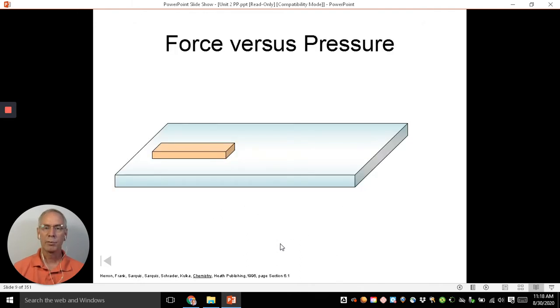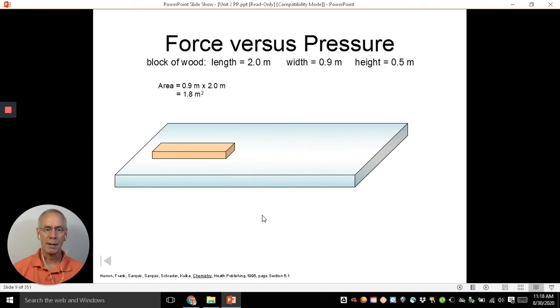Now, what's the difference between force and pressure? Well, depending on if we were to lay the block of wood this way, it's going to have these dimensions. And so the area, the face that's touching the blue, has an area of 0.9 meters times 2 meters, or 1.8 meters squared. And I said pressure is a force divided by some area. The more force you apply to a small area, the more pressure you feel.